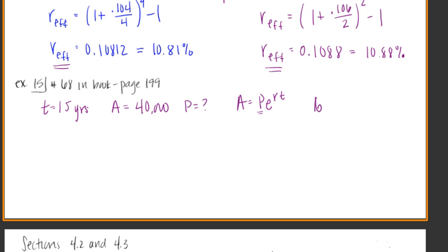P is what we're finding every single time, and what's changing is the rate. One time it's going to be 6%, the next time they said 8%, and the last time it's going to be 12%. Okay, so let's solve this one out. Here's the 6% one.